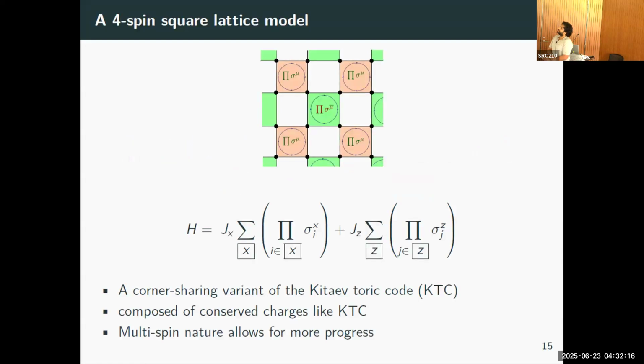So now consider this model. It's a 4-spin version of the same construction. We again have the same kind of coloring of the plaquettes. And now on this plaquette, I have the product of all 4 spins: the product of all sigma x's on this one and the product of all sigma z's on this one. You can think of it as some corner-sharing variant of the Kitaev toric code, but more in the spirit that the Hamiltonian is directly composed of the conserved charges, except the conserved charges don't mutually commute, so they are also dynamical, unlike the toric code. And this multi-spin nature will allow for some more progress.